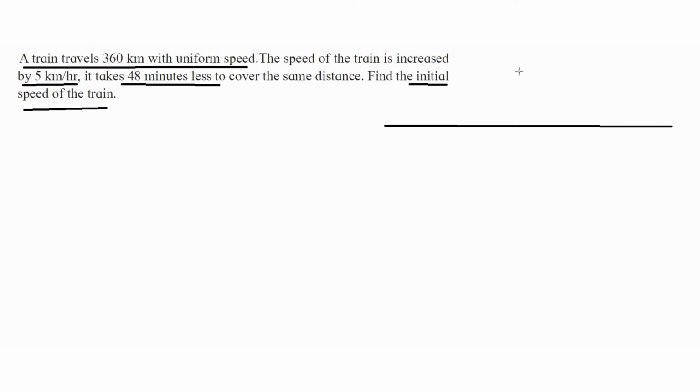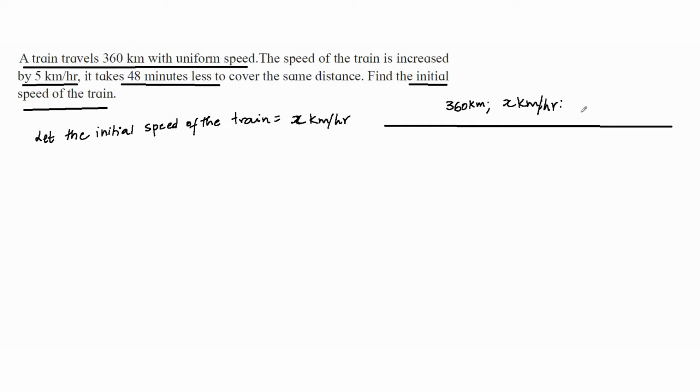Let us quickly plot it. So the distance here is 360 kilometers. Let's assume that the initial speed is x. So let the initial speed of the train be x kilometers per hour, right? So the initial speed is x kilometers per hour, and therefore the time taken to cover this distance is going to be 360 upon x hours, right?